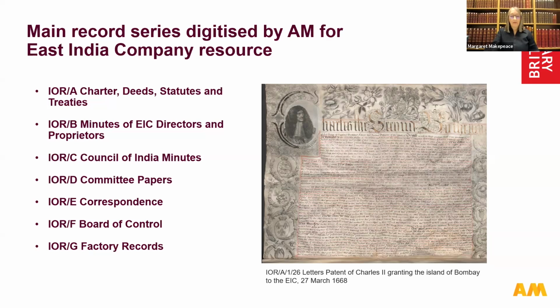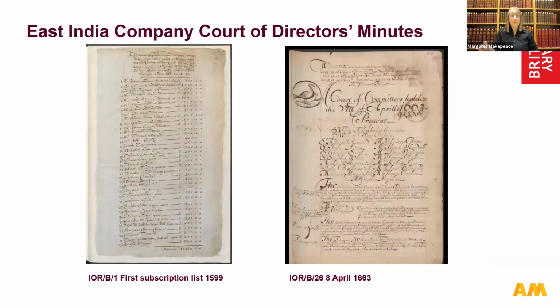And here are some more examples of the great variety of records which have been digitised. The first documents come from IOR-B, the minutes of the East India Company Court of Directors in London, 1599 to 1858. These are records of core importance. They set down decisions made at the highest level concerning policy, procedure, and personnel. The minutes also note lesser matters referred by the court to the various committees which dealt with different aspects of the company administration.